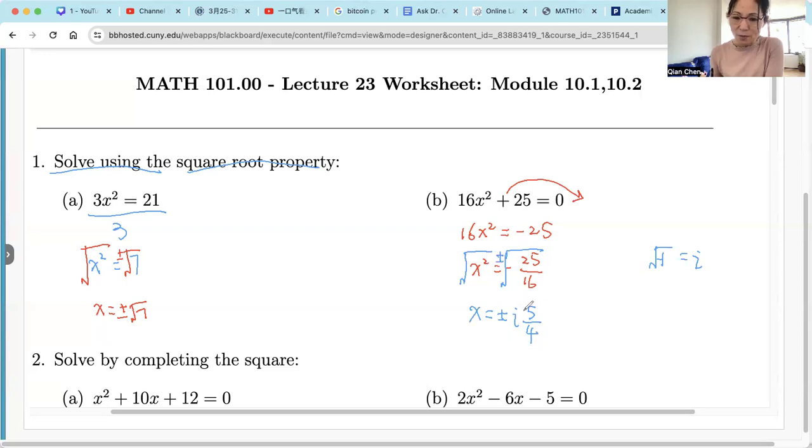So one is positive i radical 25 over radical 16, which is i 5 over 4. And the other one is negative i 5 over 4. If you want, some people write it as 5 over 4, then write i. That's okay too, doesn't matter. Basically, i just represents the square root of negative 1.